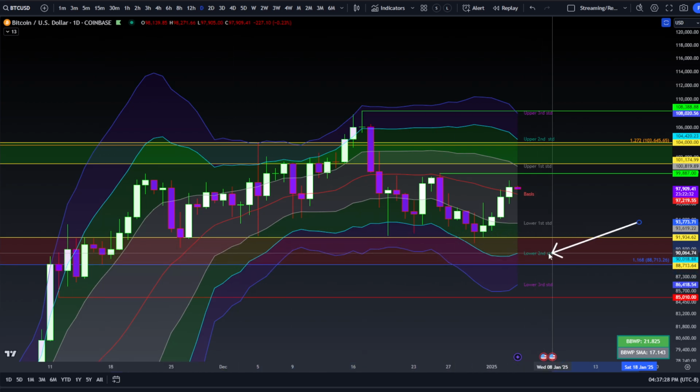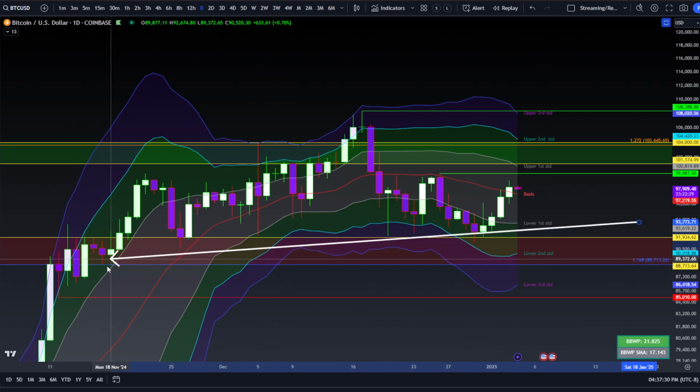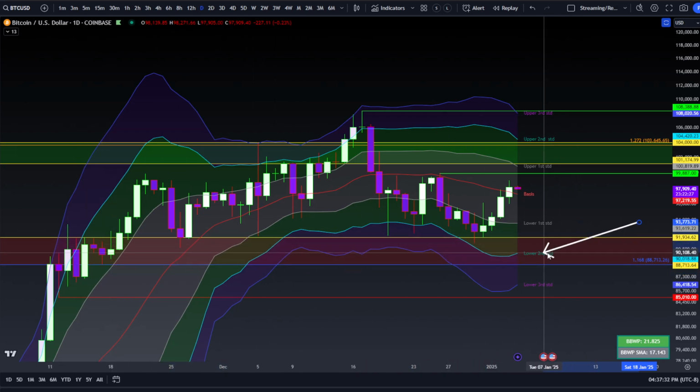Now, if Bitcoin were to close below this close open low and close below the lower second, that would still be downside expansion into support where this 1.168, not 1.618, this is a 1.168 or 16.8% above the $69,000 prior cycle high. In this case, that's coming in at 88,700. That is an area of support.